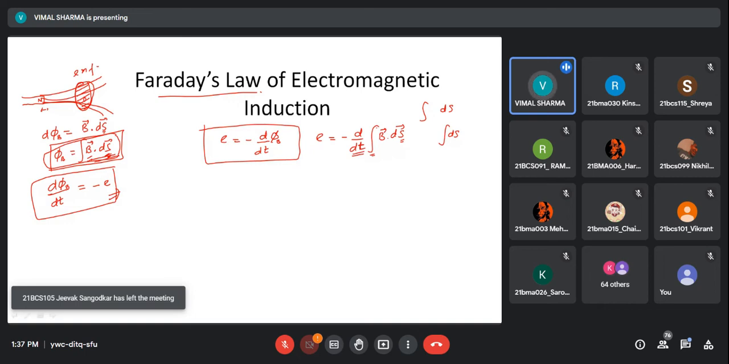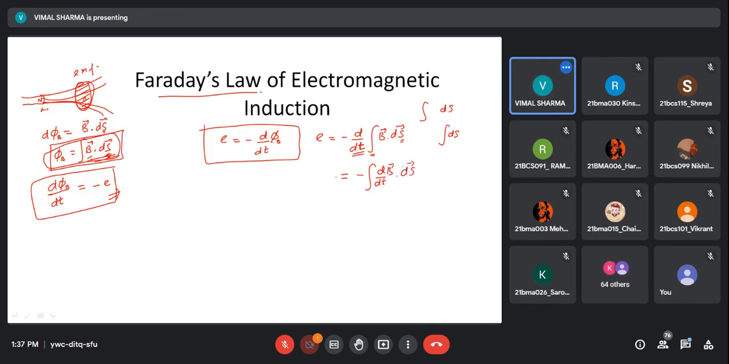Here both operations are on B. We are operating with the integral operator first, and then after that we'll be operating with this d by dt. But we can interchange this operation. Then I can write this as d by dt first, d by dt of B, and then I do integration.